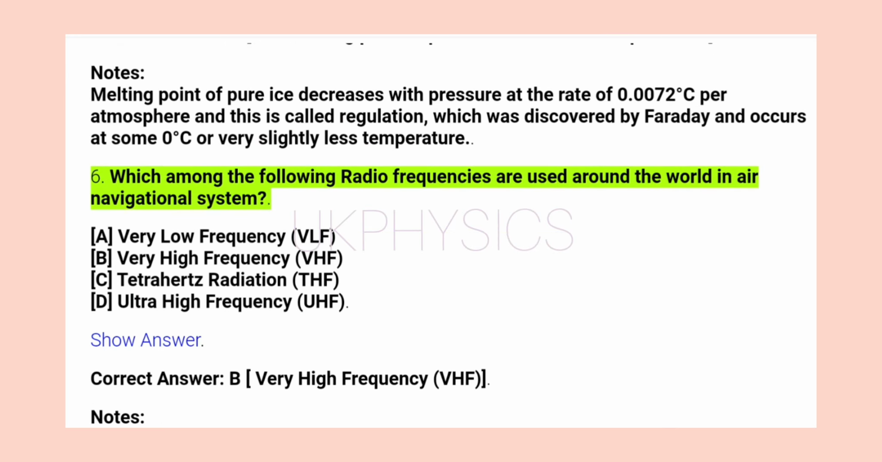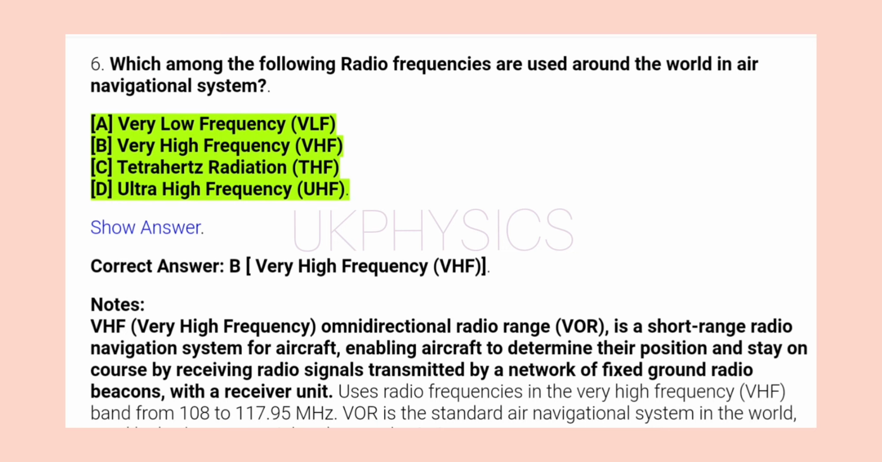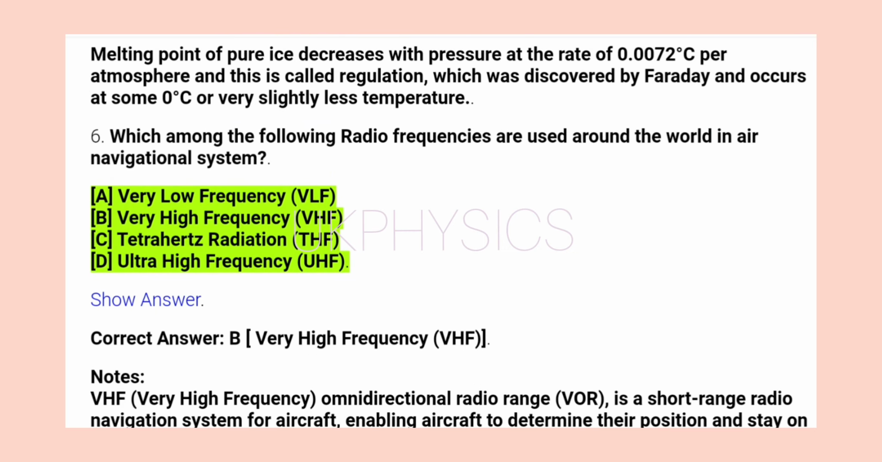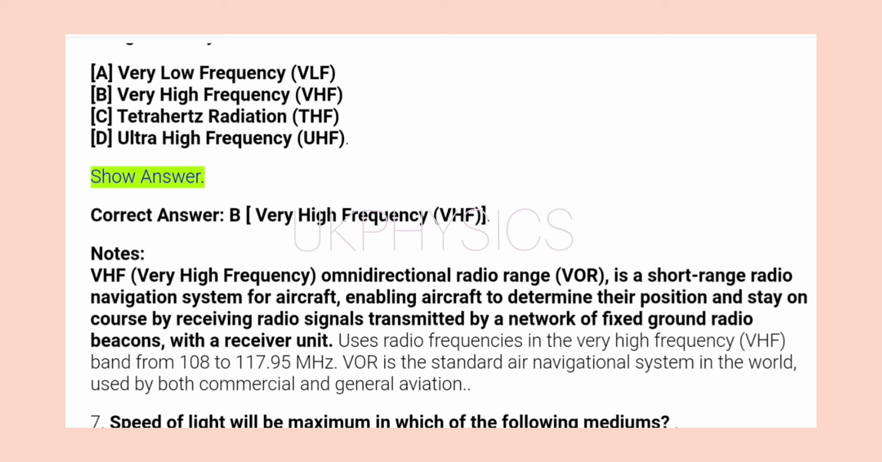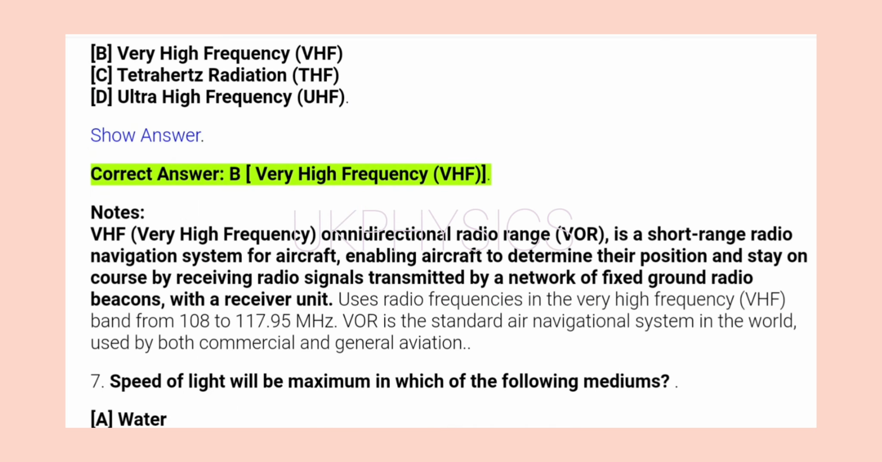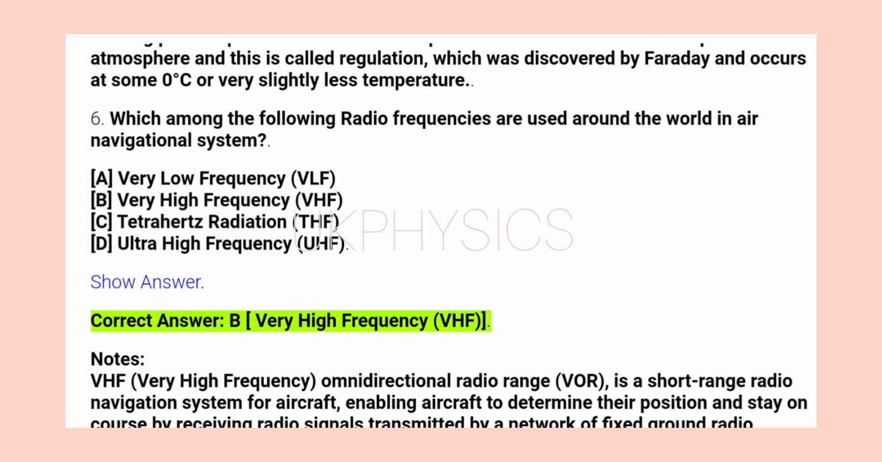6. Which among the following radio frequencies are used around the world in air navigational system? A. Very low frequency VLF, B. Very high frequency VHF, C. Terahertz radiation THF, D. Ultra high frequency UHF. Show answer. Correct answer, B. Very high frequency VHF.